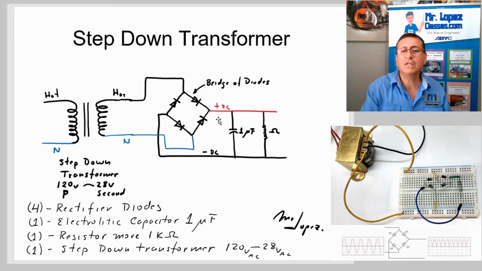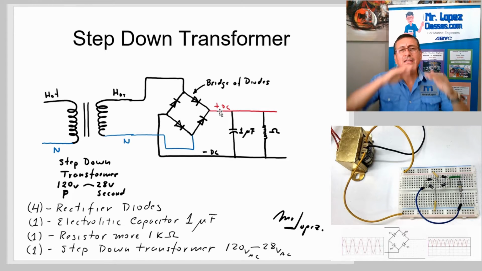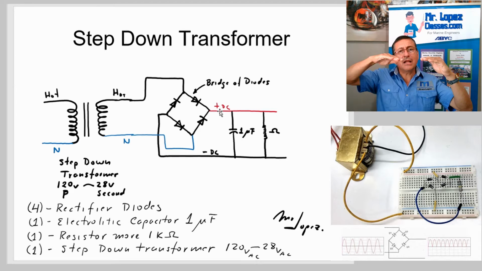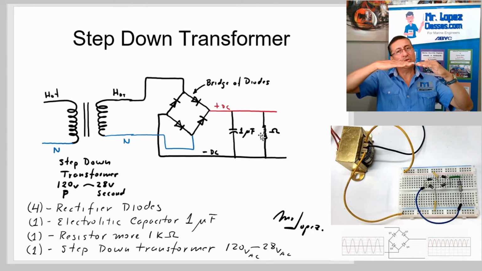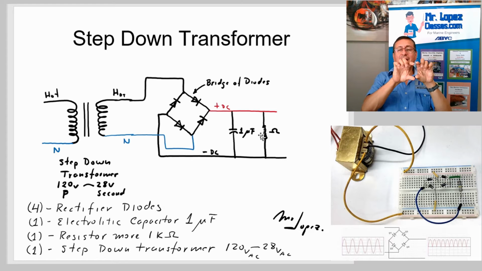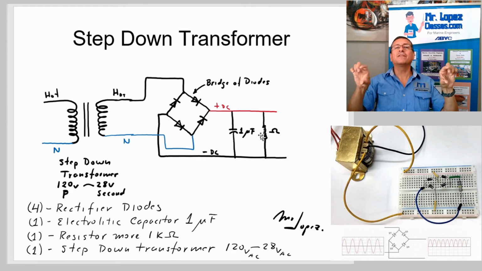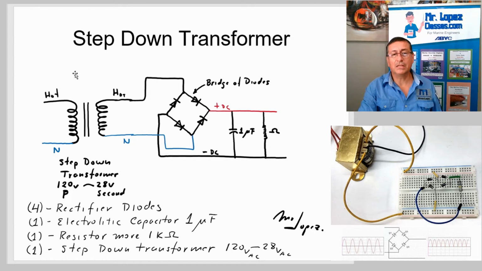in between this point and this point, the signal is a little alternating, a little. And with the capacitor and the resistor, you straighten the signal completely, and finally that signal is perfect, completely straight DC.